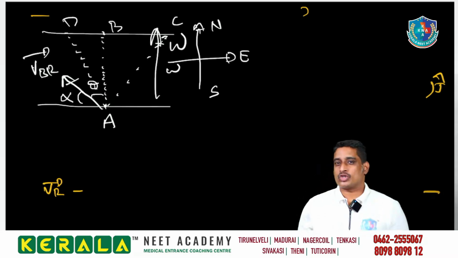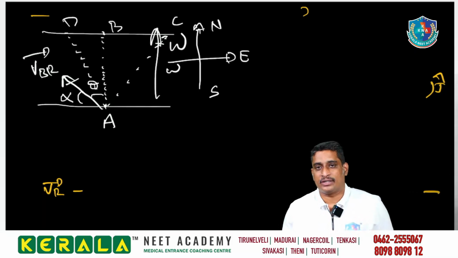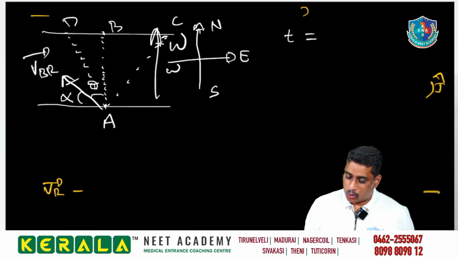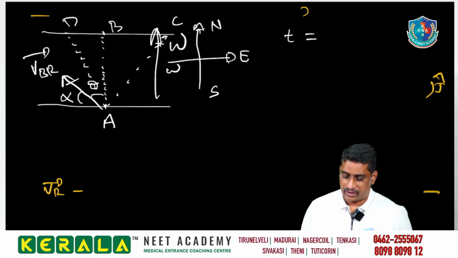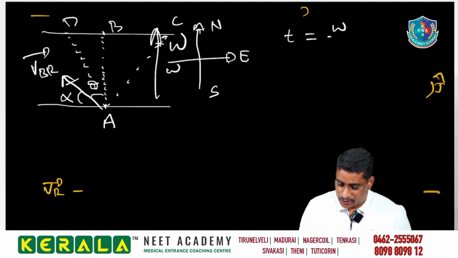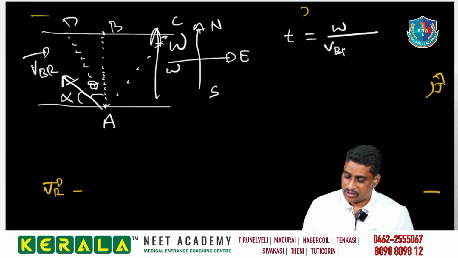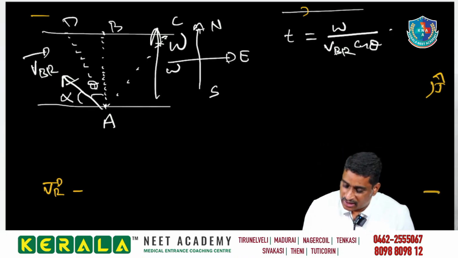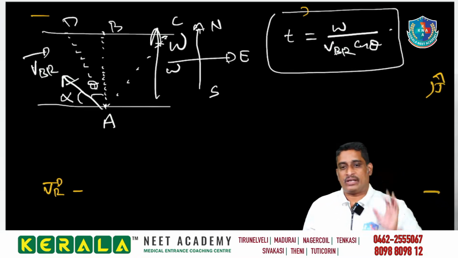Actually, in a two-dimensional motion, you can calculate the time taken by the body by taking the help of either the horizontal or vertical direction. So, if you want to calculate the time taken by the body to reach any point on the other bank of the river, T will be equal to W divided by the velocity in that particular direction, which is nothing but VBR cos theta. So this is a general equation for the time taken by the boat to cross the river.